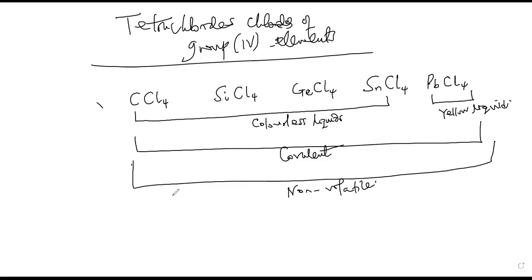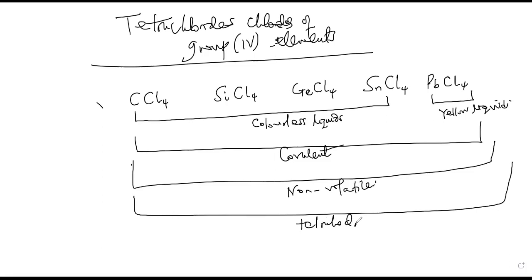Then for the sake of shape, all of them are tetrahedral. So we've seen their formulas, their physical appearance, the bonding, we've talked about volatility, and we've talked about shapes. So after having known this, now the ideal procedure is to discuss the chemistry behind these compounds.